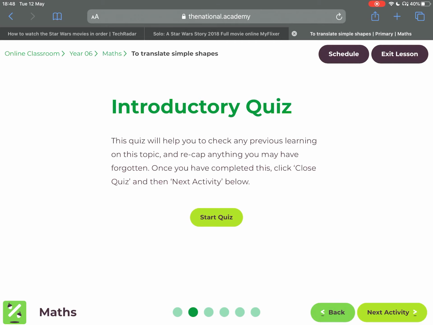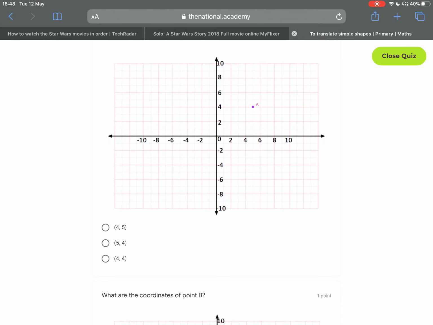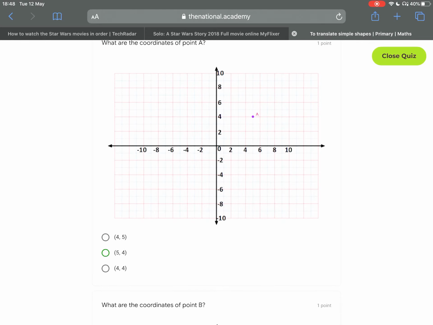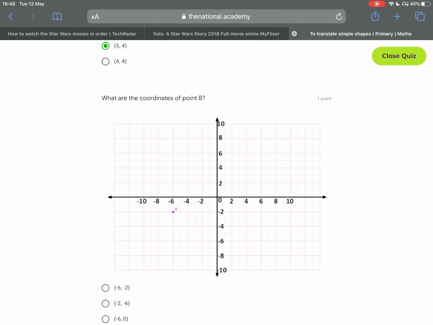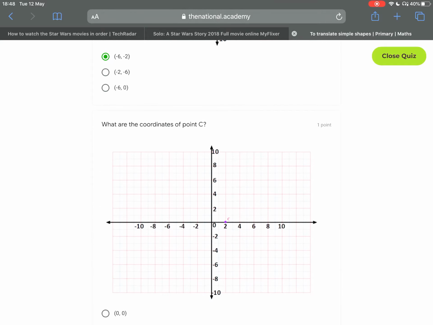So first, you have your introductory quiz. What are the coordinates of point A? That would be 5, 4. What are the coordinates of point B? -6, -2. What are the coordinates of point C? That's 2, 0.